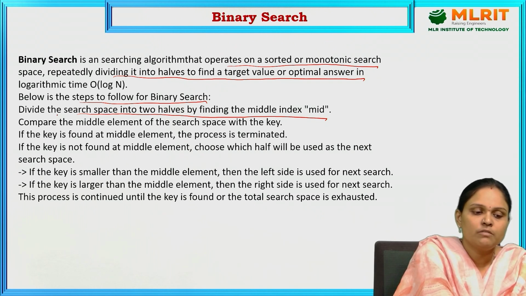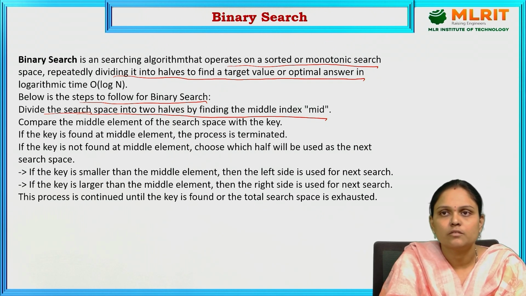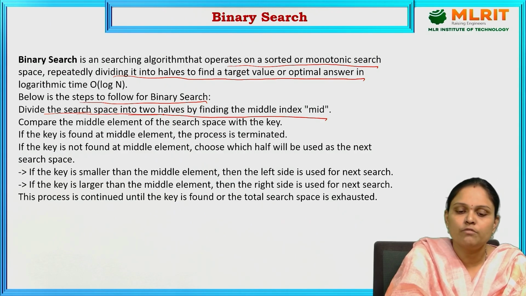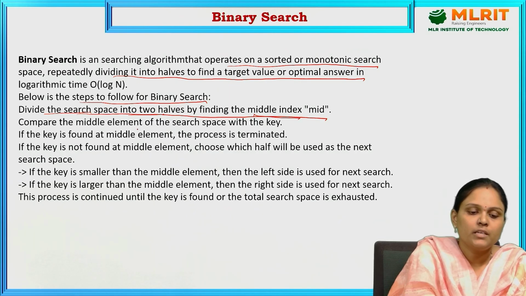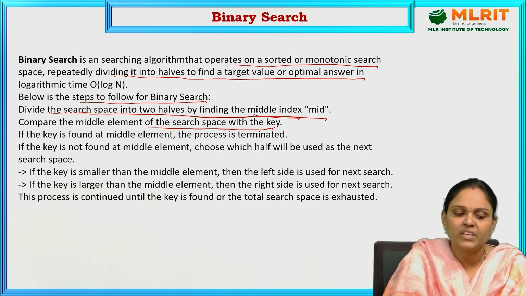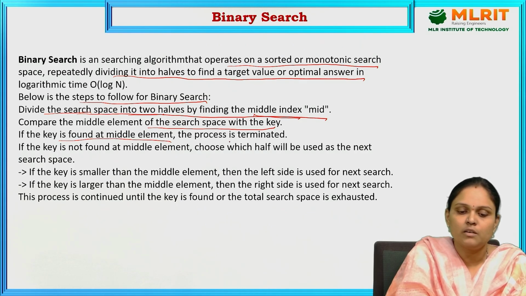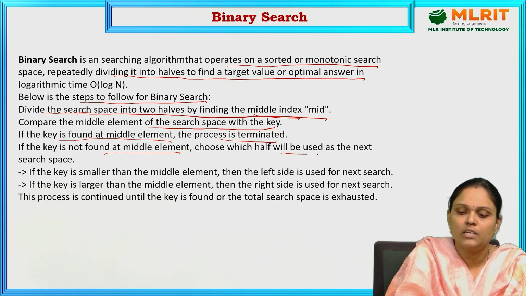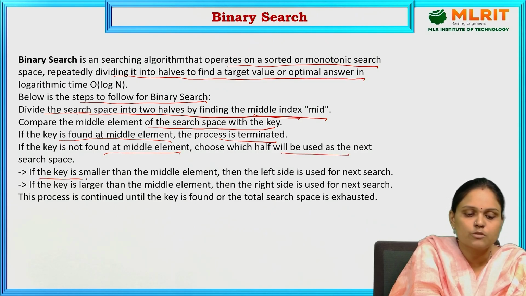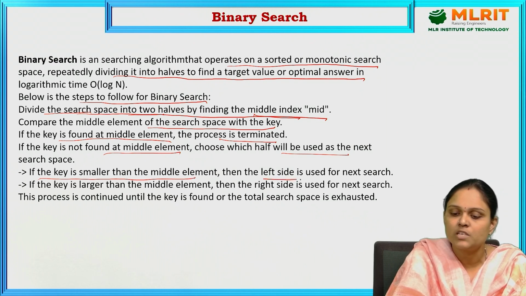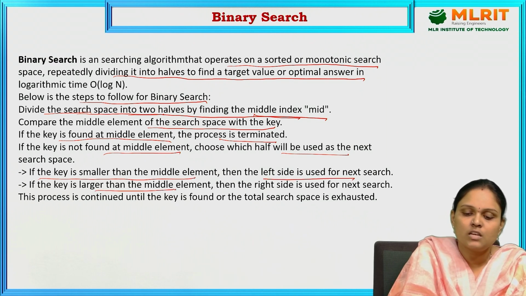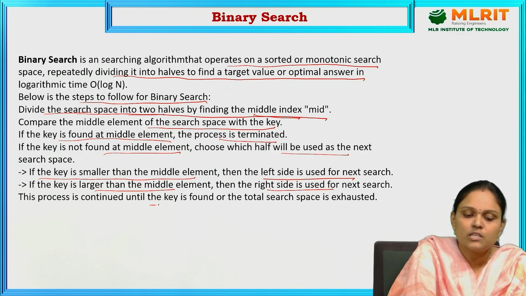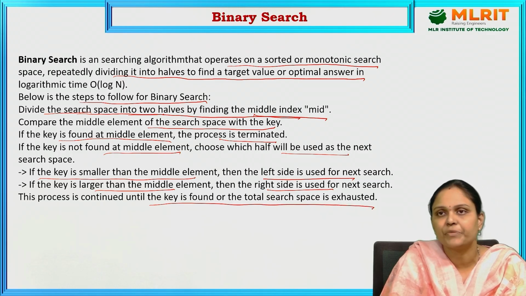So that is the reason why we are using the divide and conquer concept here. Here we are dividing the search into 2 halves, finding the middle index, and then comparing the middle element of the search space with the key. If the key is found at the middle element, then the process is terminated. If the key is not found at the middle element, then we choose the next search space. That is, if the key is smaller than the middle element, then the left side is used for the next search. If the key is larger than the middle element, then we use the right side for the next search. This process is continued until the key is found or the total search space is exhausted.